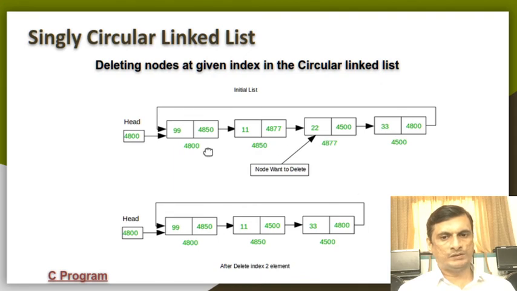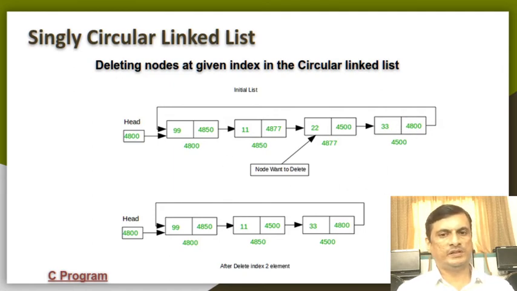What I need to do is first find out, say if I have to delete this particular 22, whether 99 is matching with 22 or not, 11 is matching with 22 or not, 22 is matching with 22 or not. Once it matches, this pointer must be pointing to next, then it gets deleted.